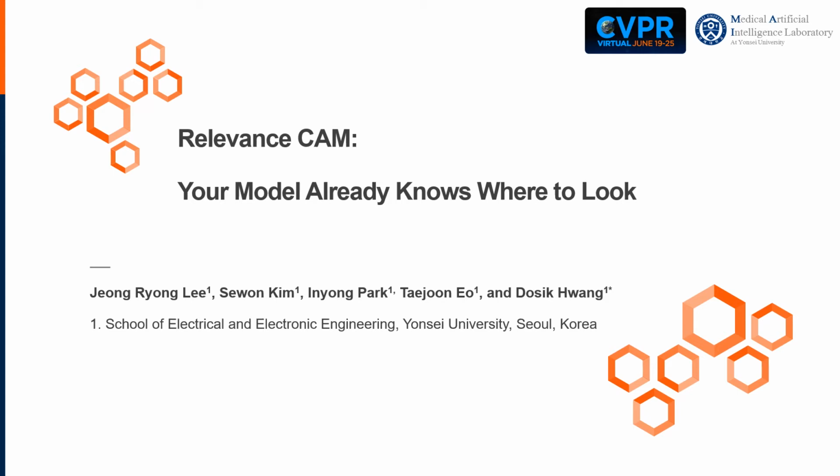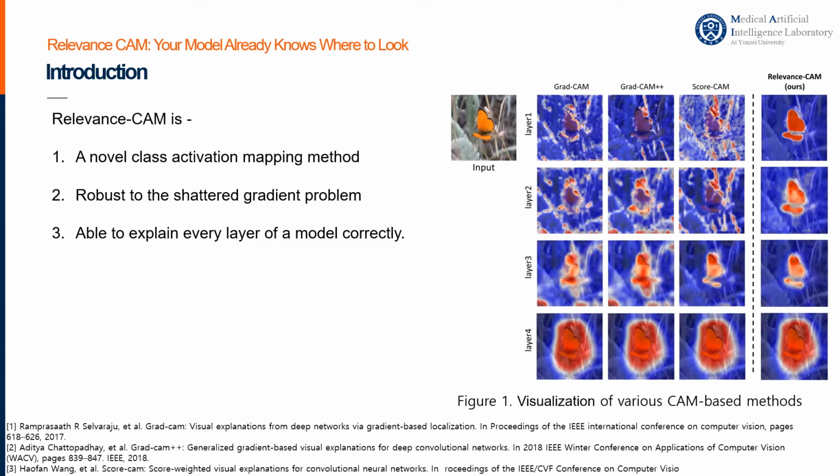I present about Relevance-CAM, which is one of the explainable AI methods. This is a brief summary of our paper. Relevance-CAM is a novel class activation mapping method that is robust to the shattered gradient problem and able to explain every layer of a model correctly.